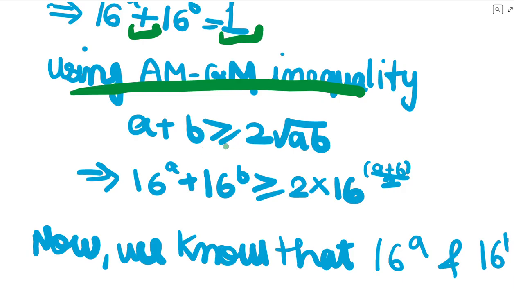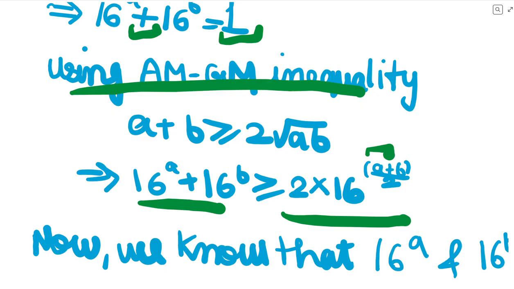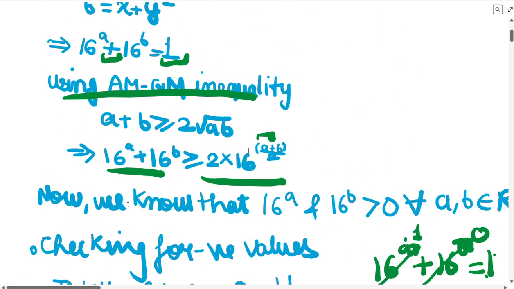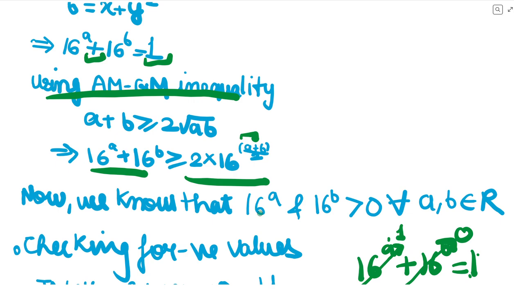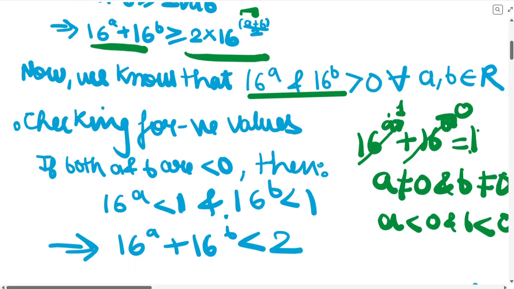So a plus b is greater than or equal to 2 root of ab. Then we'll get this thing: 16^a plus 16^b is always greater than this thing. But we still have to find a and b, right? So our problem is still not over yet. But now we know that 16 raised to the power a and 16 raised to the power b are always greater than 0. This thing we already know and it is pretty simple, right?